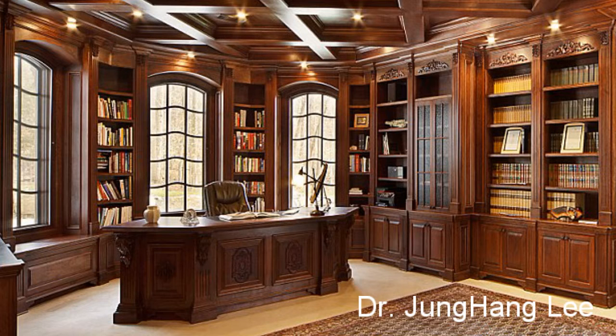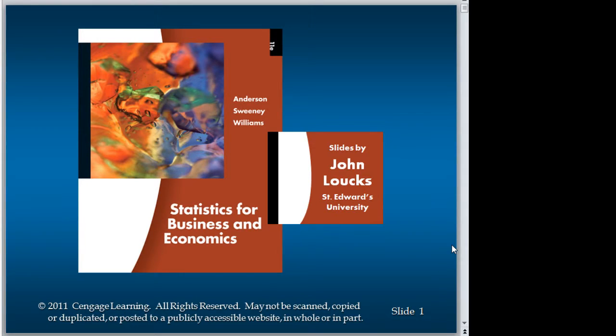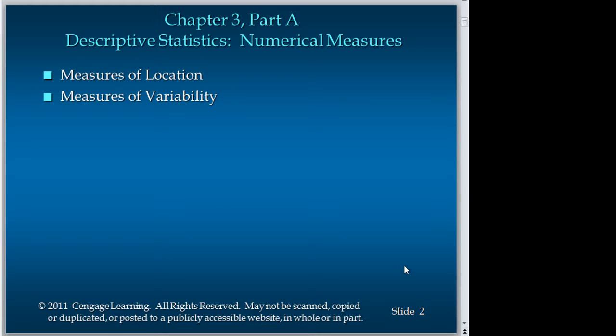So we're going to continue on this video lecture, and this time we are going to check chapter 3, right? So let's see. Chapter 3 is going to talk about descriptive statistics numerical measures, and in numerical measures we're going to talk about two different things. One is measures of location, and the other one is measures of variability, right?